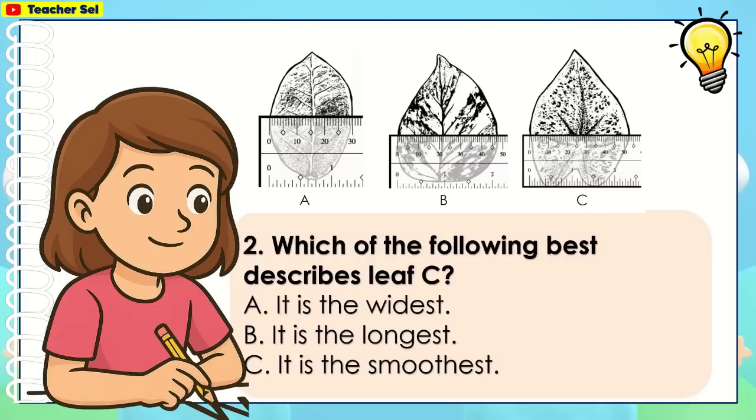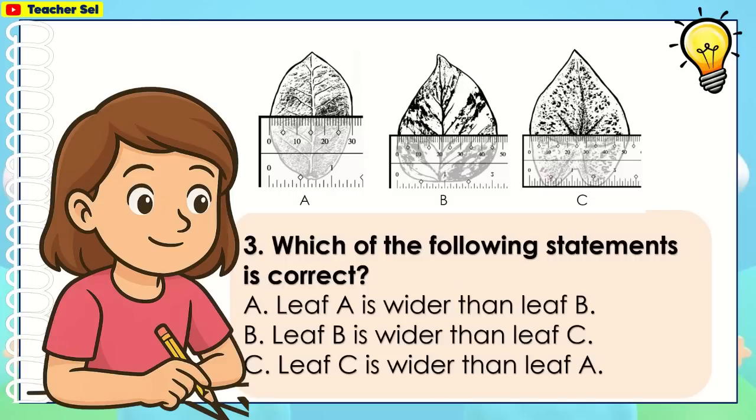Which of the following best describes leaf C? A. It is the widest. B. It is the longest. C. It is the smoothest. Very good. The correct answer is letter A. It is the widest.